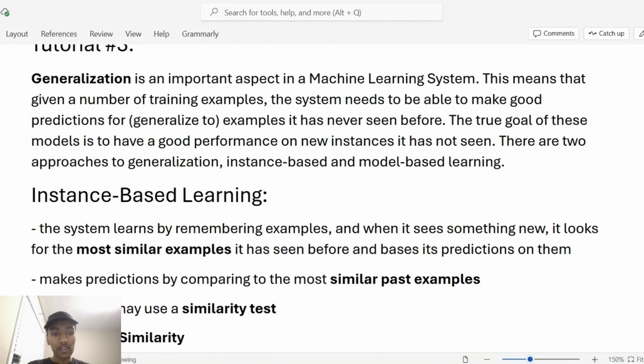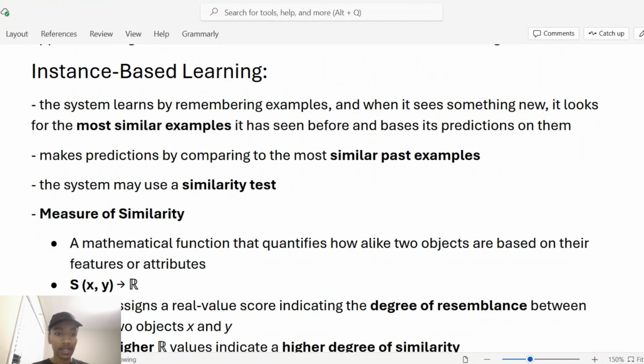So let's discuss the first one, and that is instance-based learning. Remember, in both of these types of learning, we're given a large training set of information, and again, the machine learning model is supposed to generalize from that training set. And there's two ways to do that. The first way is instance-based learning. In instance-based learning, the system learns by remembering examples, and when it sees something new, it looks to the most similar examples it has seen before and bases its predictions on them.